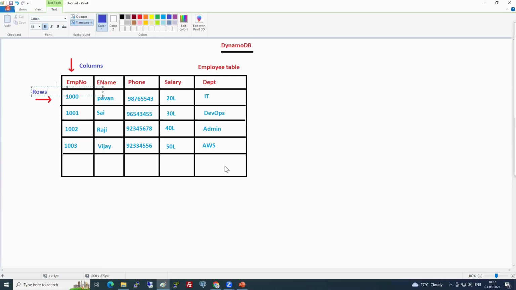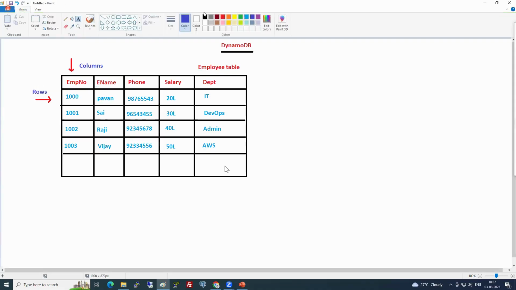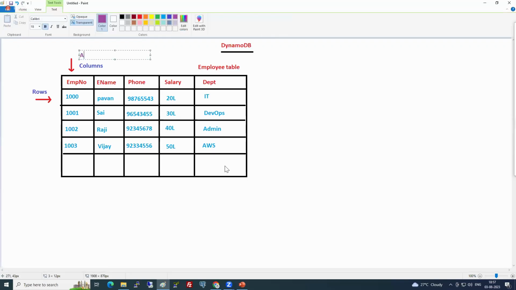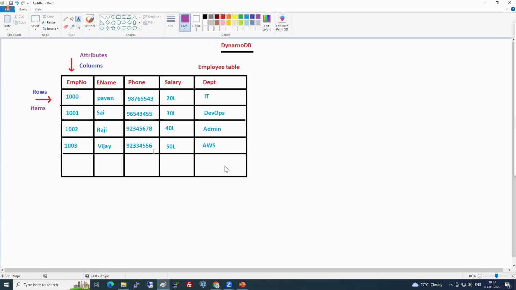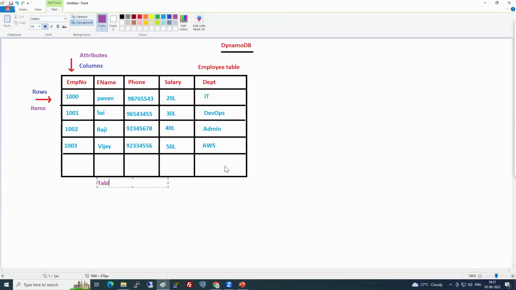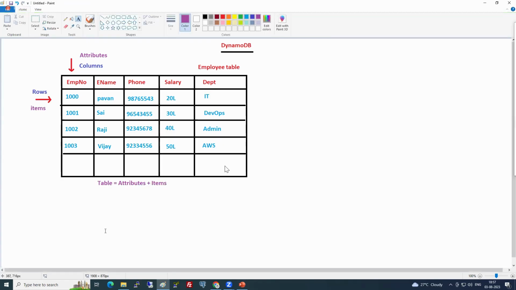Rows. But in DynamoDB, columns are called attributes, and rows are called items. So what is a DynamoDB table now? A table is a collection of attributes plus items. Getting it? Those who don't know tables, I gave the basic idea on it.